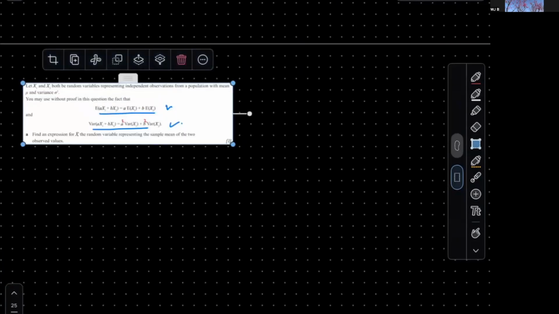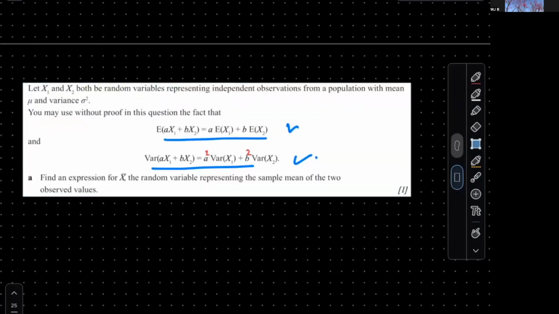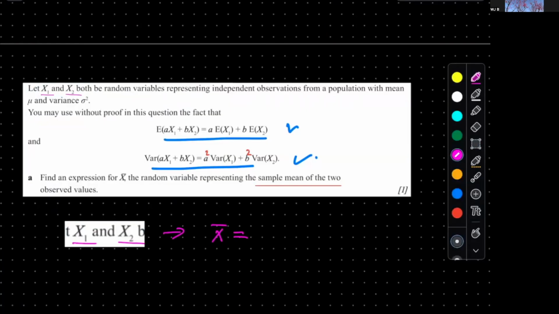They're saying X bar is a random variable representing the sample mean of two observed values. Okay, what does that mean? Well, we have observations X1 and X2. Using these two, how would you define X bar? How would you express X bar in terms of X1 and X2, which are the observed values, according to the definition here?